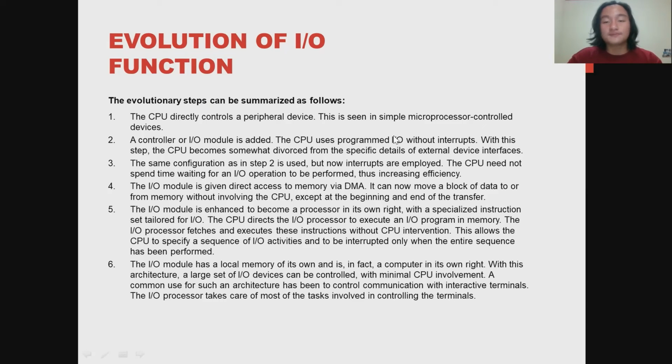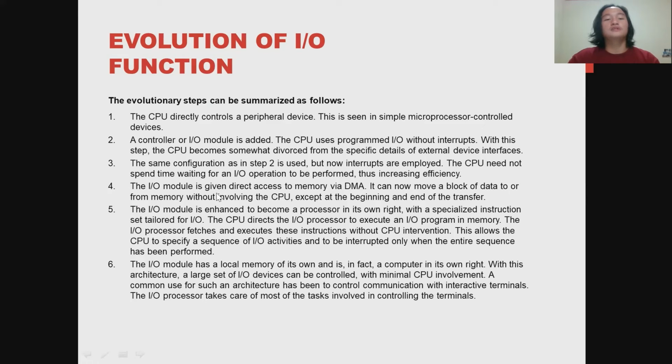The CPU uses programmed input-output without interrupts. With this step, the CPU becomes somewhat divorced from the specific details of the external device's interface. In step 3, the same configuration as in step 2 is used, but now interrupts are employed. The CPU need not spend time waiting for an input-output operation to be performed, thus increasing efficiency.